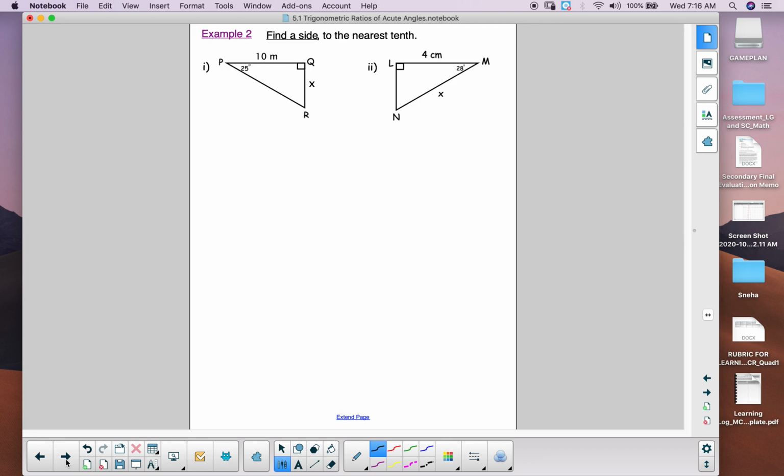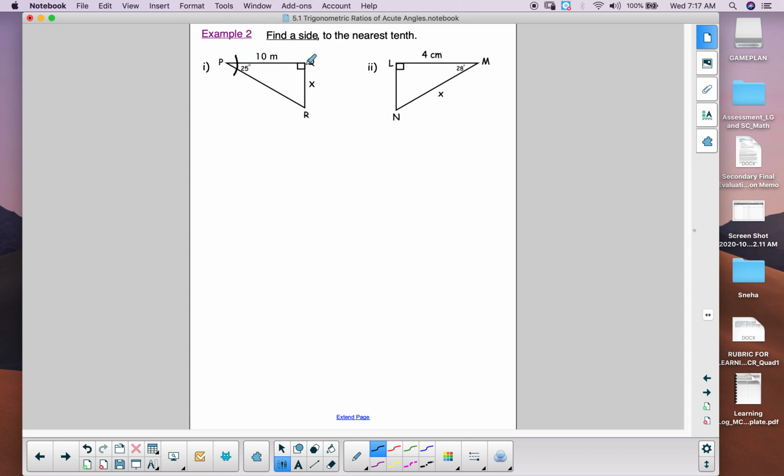We can also use trigonometry to find lengths of sides. For example, we have triangle PQR, and we are given the measure of P, which is 25 degrees. We're given the length of PQ as 10 meters, and we are asked to solve for the length of the side QR, which is also labeled as X. So we can use trigonometry to find the length of this side.